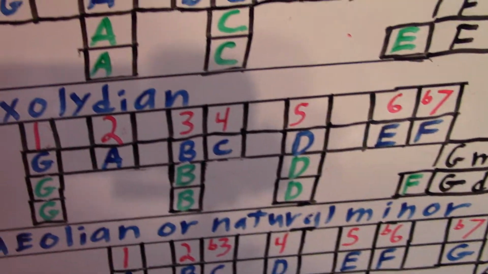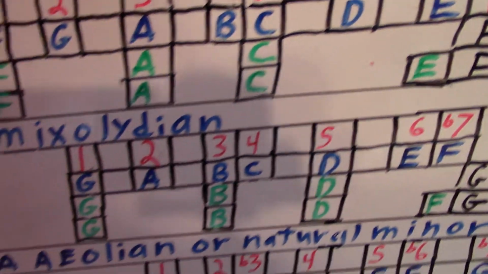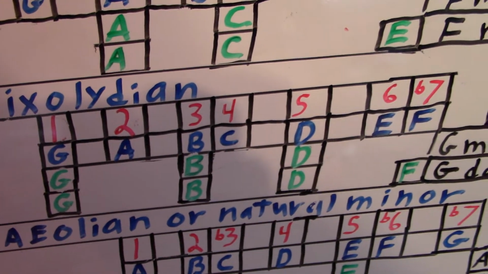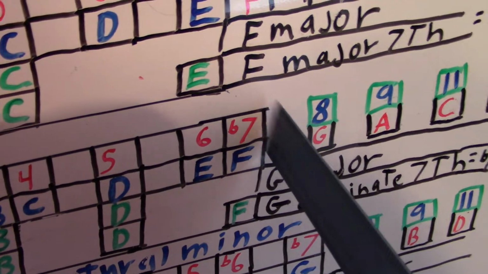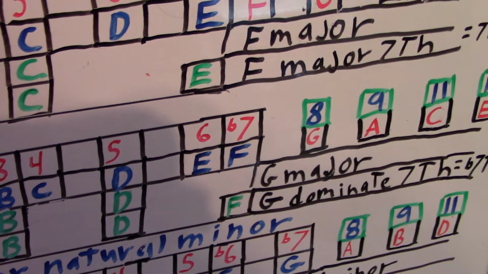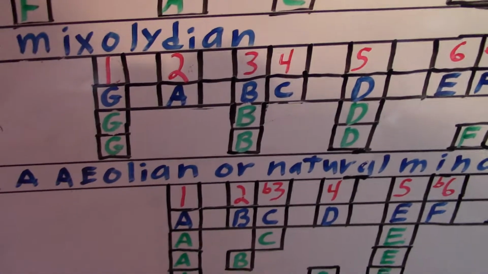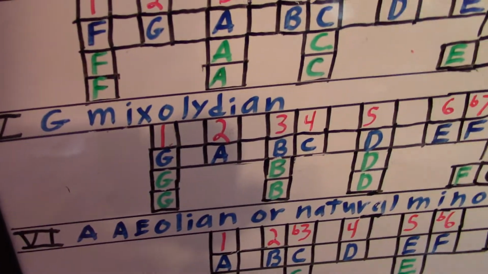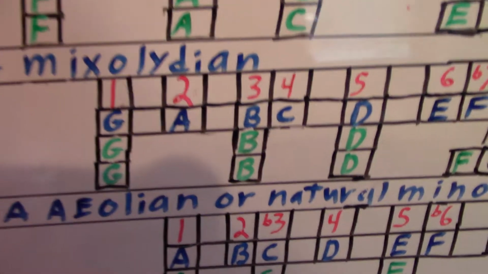Should be pretty much self-explanatory. Pretty much the same intervals as the major scale, except for this flat 7. Okay. Hope this is making sense to everybody. Like I said, use this information to your advantage.